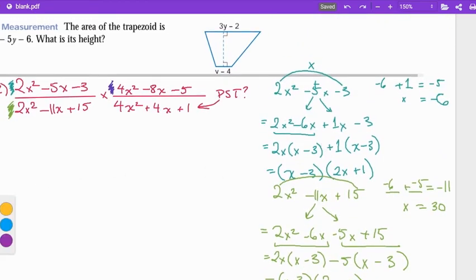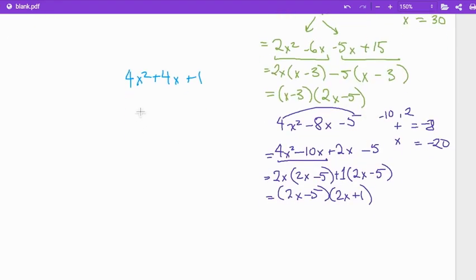Okay, and now this last one, which I have recognized as a perfect square trinomial. So we have 4x squared plus 4x plus 1. And what I believe this to be is, hey, this first term is a perfect square. It is 2x. 2x times 2x is 4x squared. 1 has a perfect square root. It is positive 1. So I am suggesting that this be the answer.